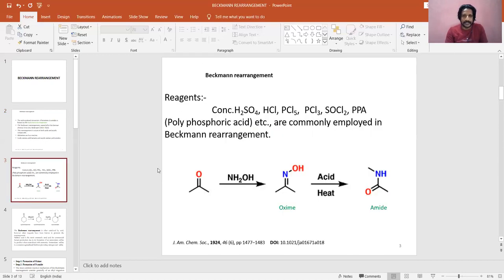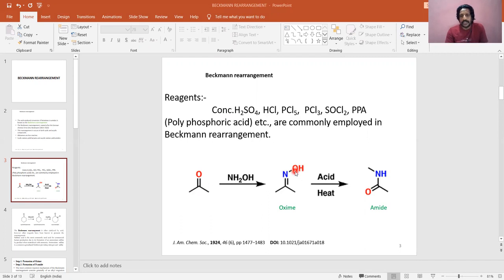Look here, let me try to annotate so the reactions will be more visible to you. Here we start with a carbonyl compound. It can be either an aldehyde or a ketone, but assume this is a ketone, R C double bond O R dash, reacting in the presence of hydroxylamine. It gives an oxime. So what is an oxime? R C double bond N OH. This is the functional group of an oxime.